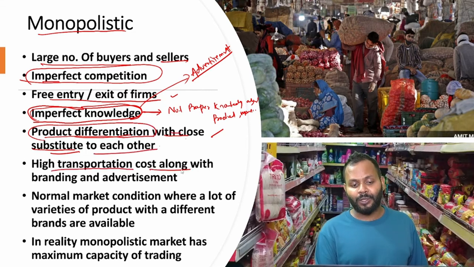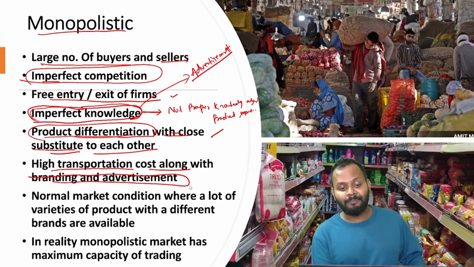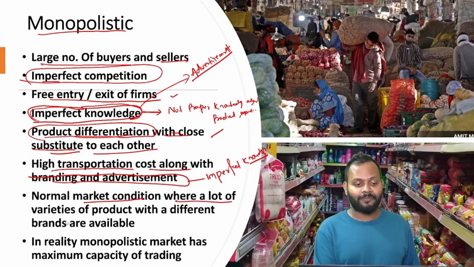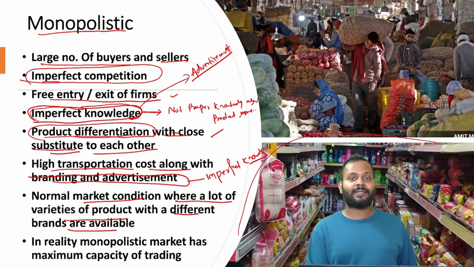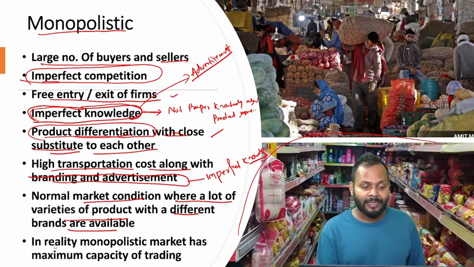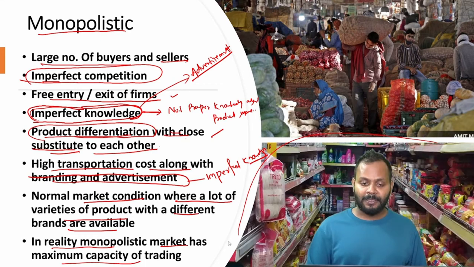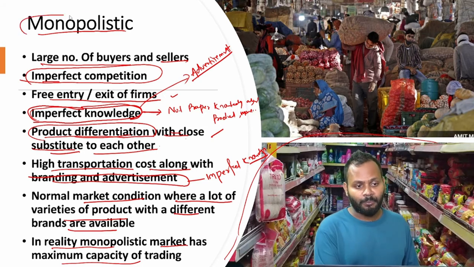High transportation cost along with branding and advertisement. Why is there a need for branding, guys? Because of imperfect knowledge. You have to remember, because of imperfect knowledge, you need to have high branding. Normal market conditions, where a lot of varieties of products with different brands are available, such shops and markets are examples of monopolistic competition. Can I say that in reality the monopolistic market has the maximum capacity of trading? Absolutely yes. Whatever market you see in your regular life, these are examples of monopolistic competition.